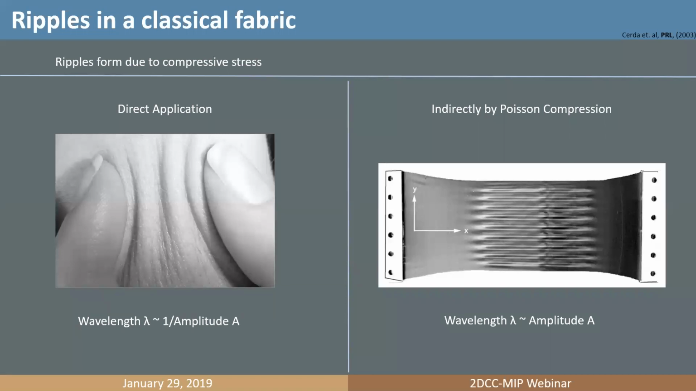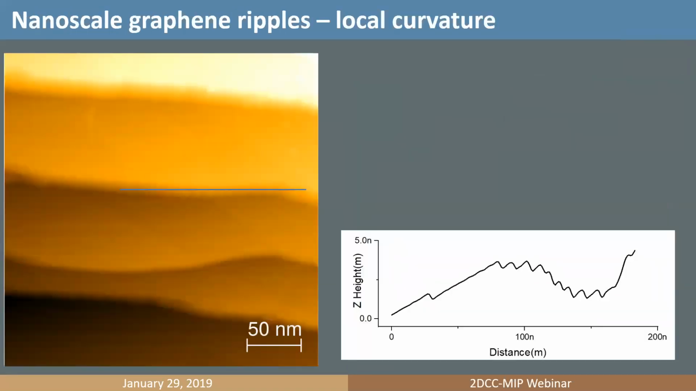So as you pull it in one direction, in the perpendicular direction, the material has a piezo compression, and this piezo compression induces ripples. And in this case, the wavelength is proportional to the amplitude. Now let us see what happens to graphene. How does it behave?